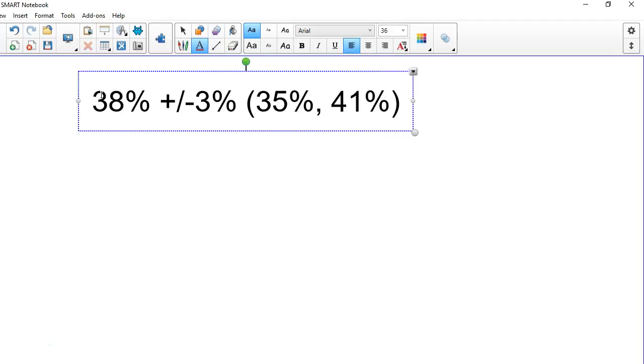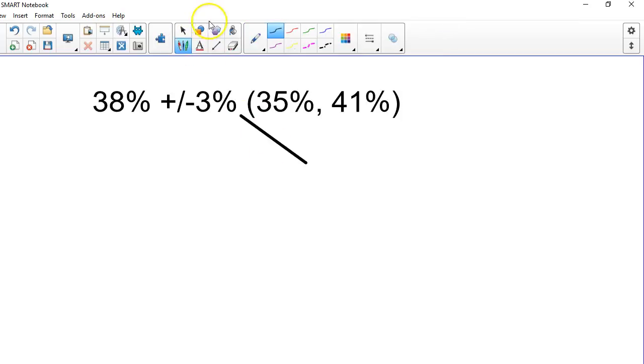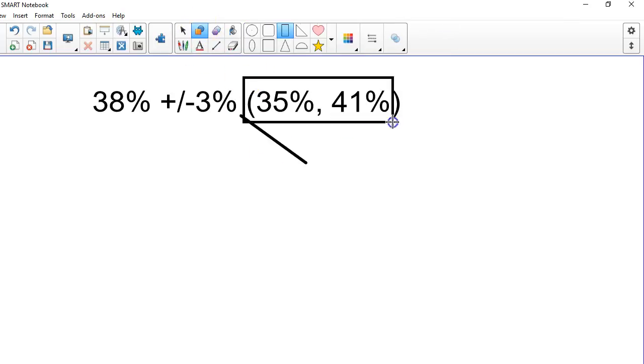I think the population is going to be somewhere in here. The population is going to be somewhere in here. That's what that margin of error is doing. Let me know if you have more questions about that.